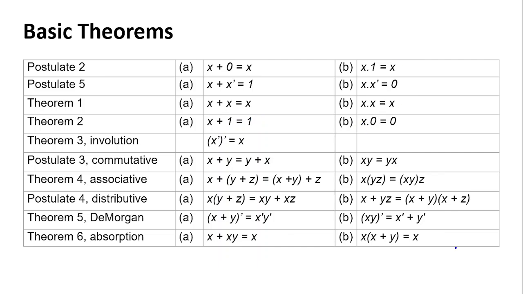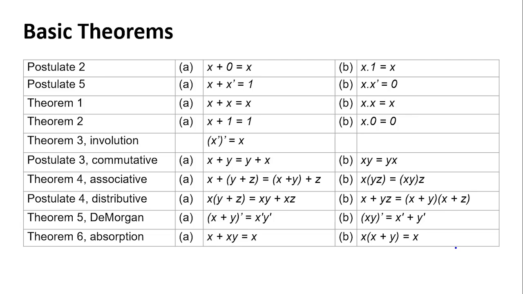Now this is the complement. The complement of the complement is equal to itself. So x bar is the x complement. The complement of x complement is x itself. Now let's look at the next postulate. So these three are the theorems that are there in Boolean algebra, and this particular theorem is called involution.